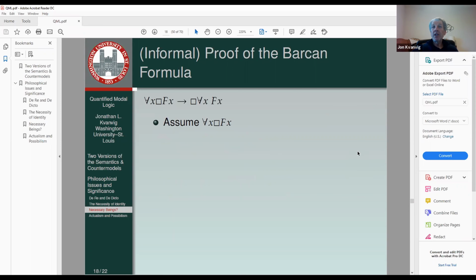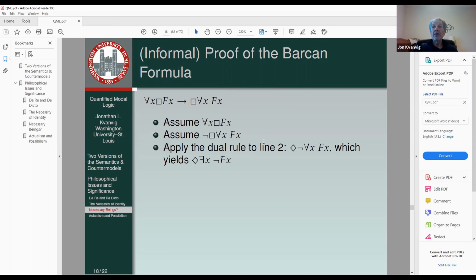Notice the difference between the part of the Barcan formula on the left and on the right. It just has to do with the scope of the box. This is narrow scope, this is wide scope. The claim says I can infer wide scope from narrow scope. So assume that everything is essentially F. And also assume that the consequent is false, that it's not necessary that everything is F.